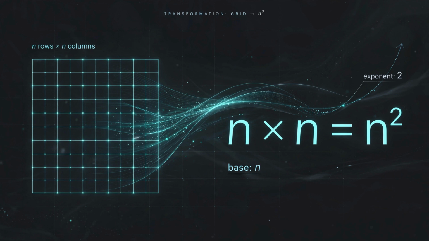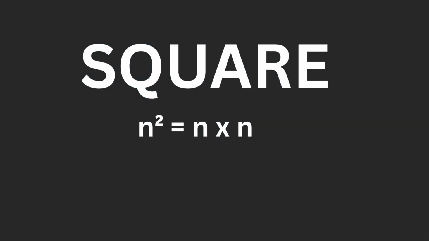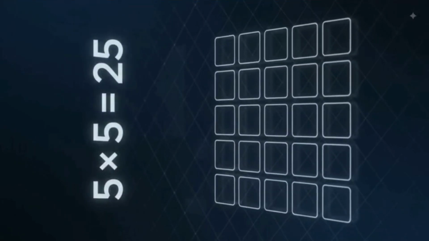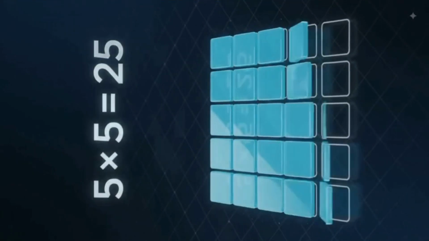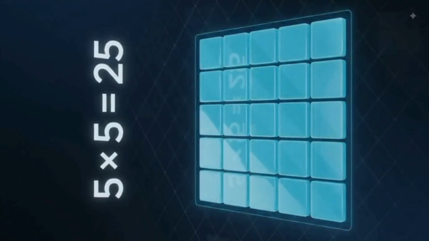n into n, squared. Here n is called the base and the tiny 2 written at the top right is called the exponent or power. It simply tells us to multiply a number by itself. For example, 5 times 5 is 25. So 5 squared equals 25.